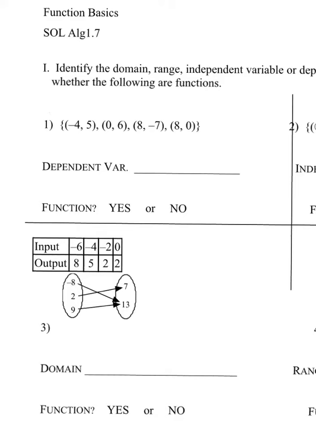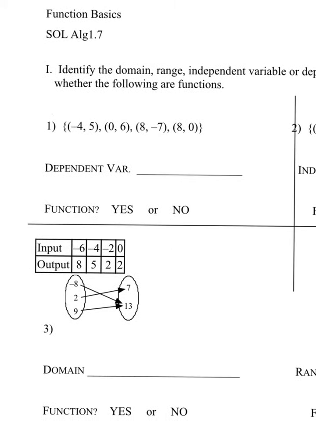The first question asks us to identify the dependent variable and then determine if we have a function, yes or no. So remember that the dependent variable is going to be our values of y. So if you look at this function, we see our values of y are 5, 6, -7, and 0. So we would write 5, 6, -7, and 0.